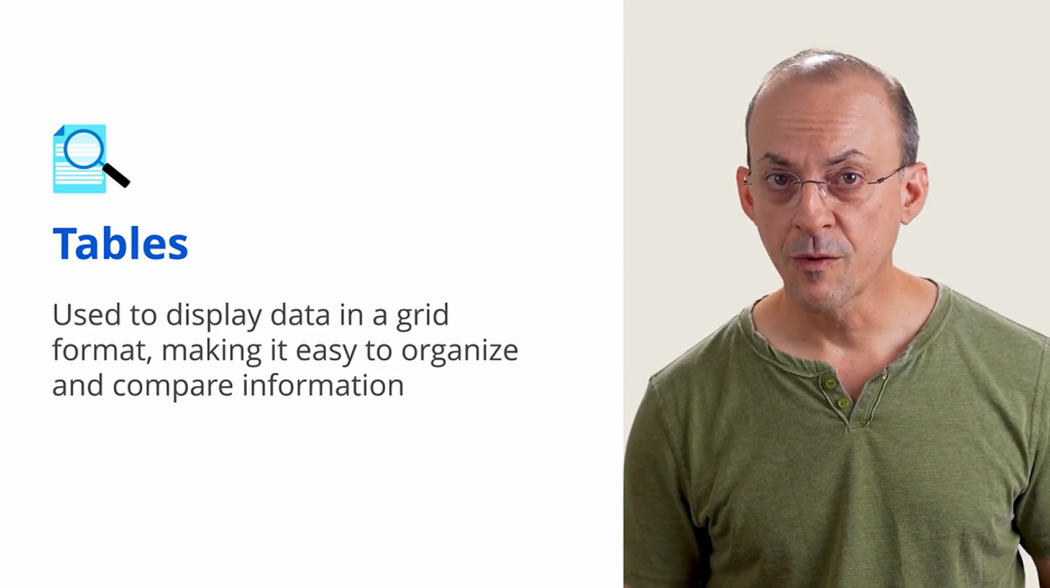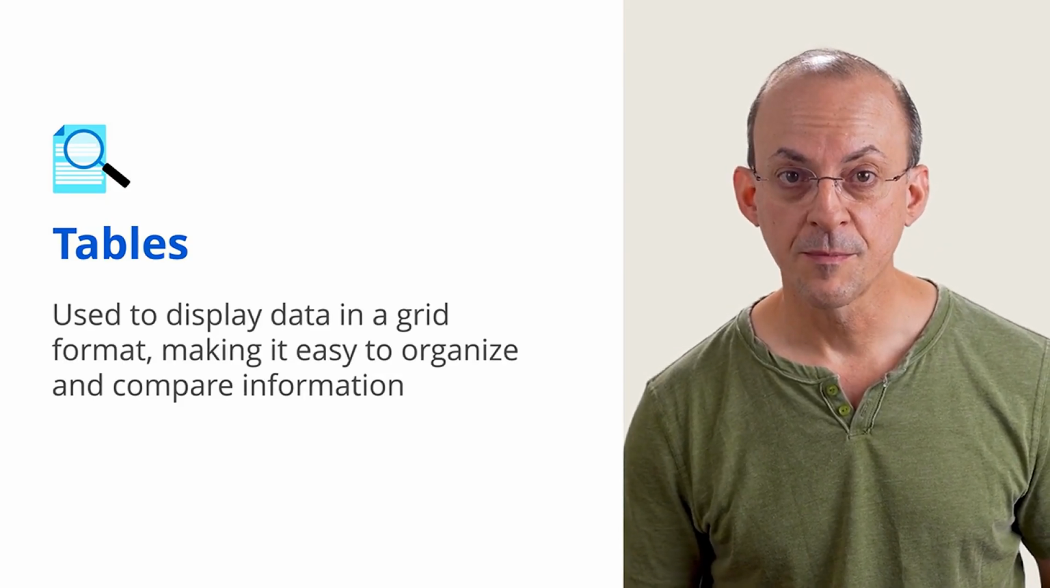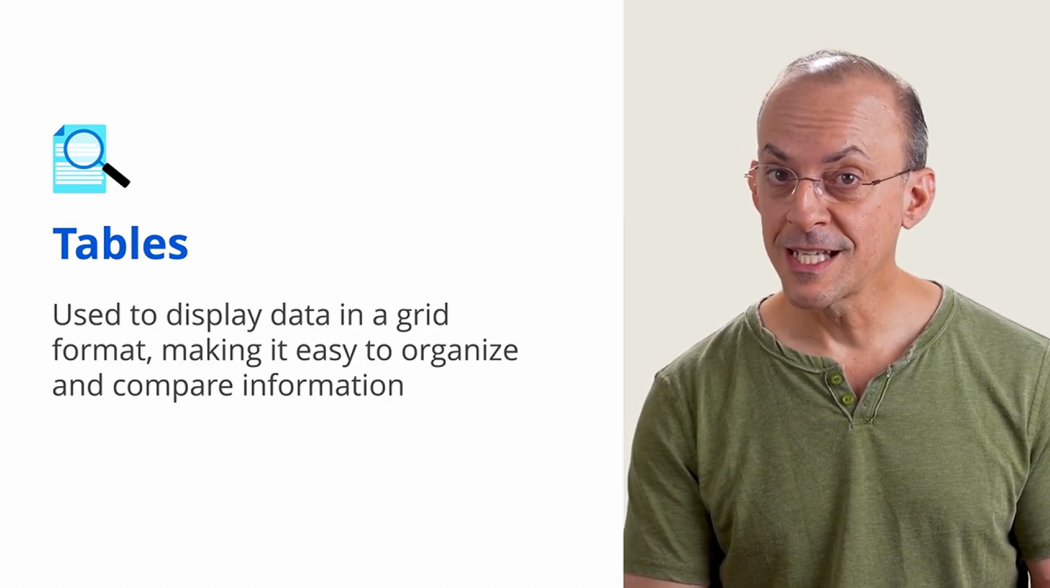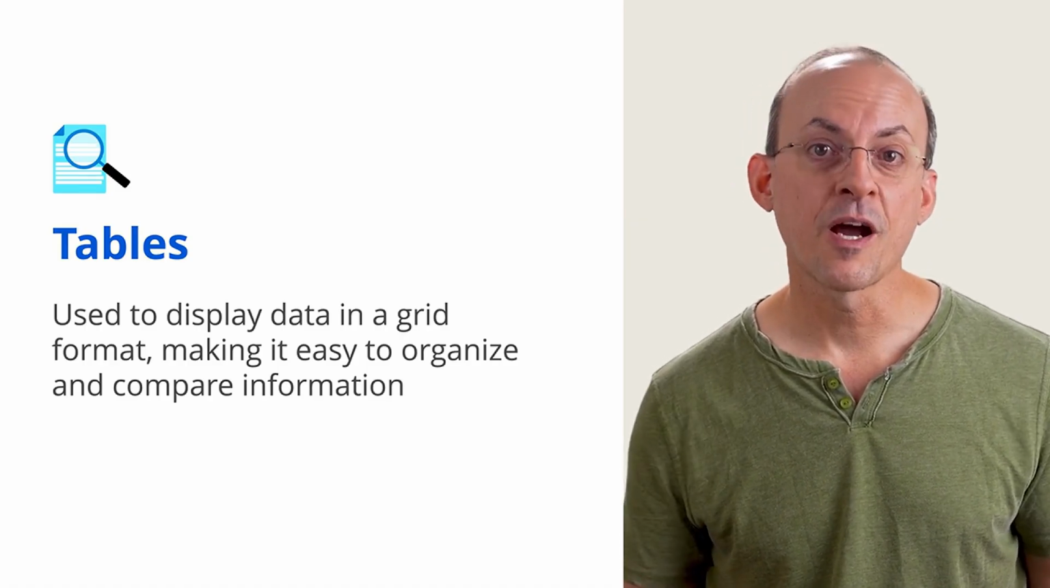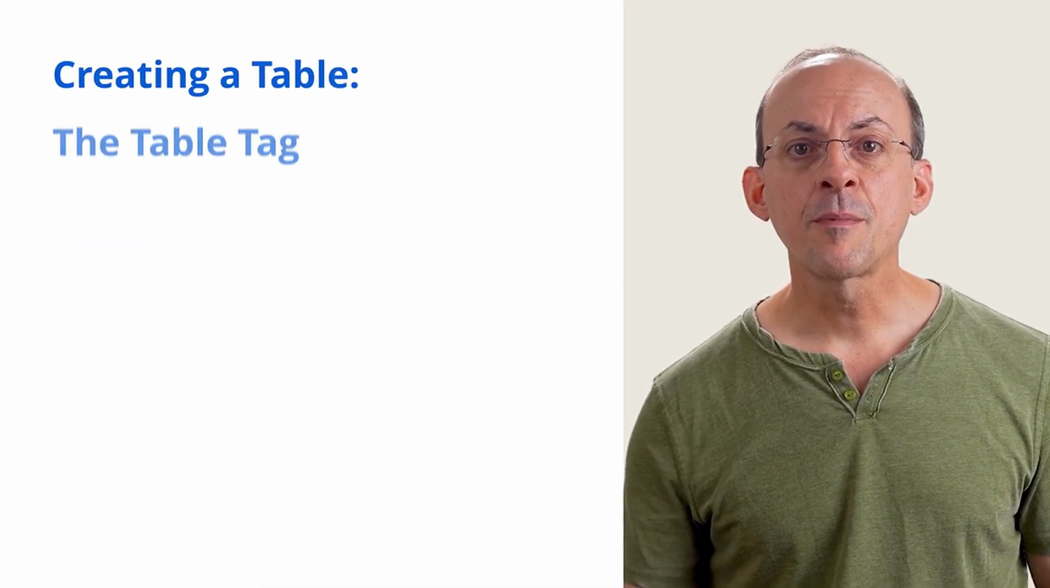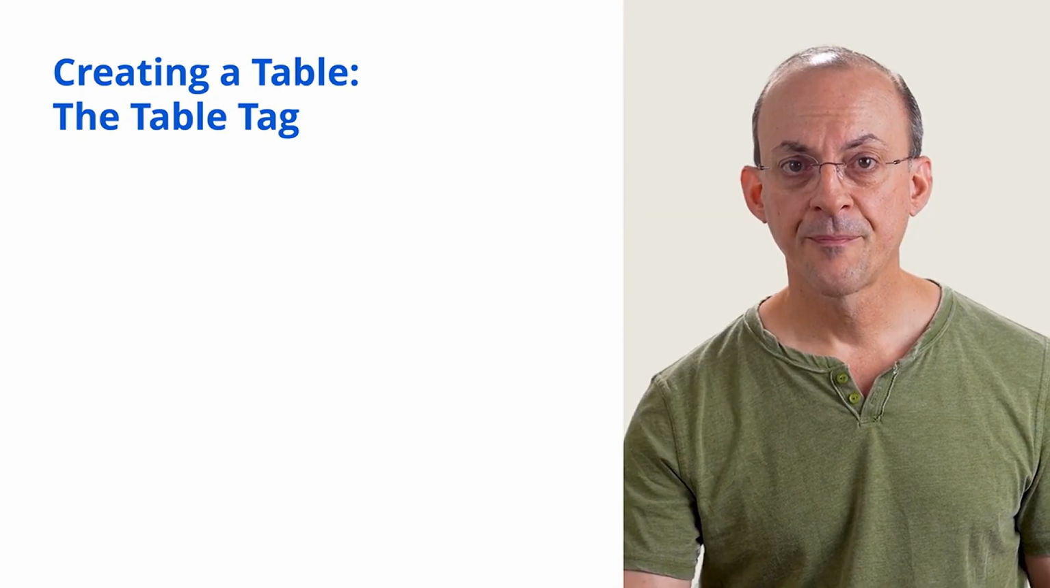Now that we've covered forms and how they allow users to interact with your website, let's shift our focus to tables. Tables are essential for displaying structured data clearly, making it easier for users to compare and analyze information at a glance. Think of a table as a grid where data is organized into rows and columns, much like a spreadsheet. This format is ideal for displaying information that needs to be compared side by side, such as product features, pricing, or schedules.